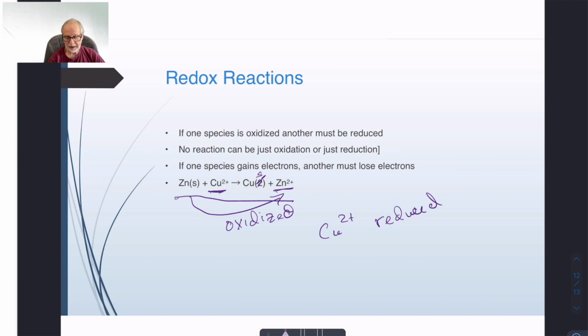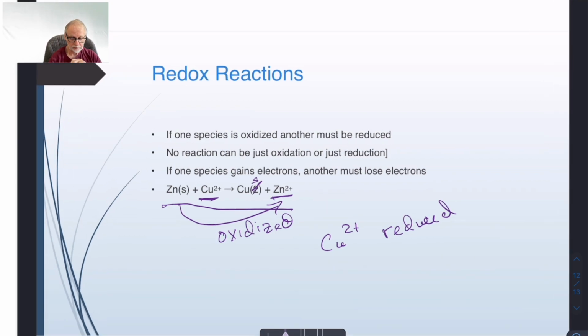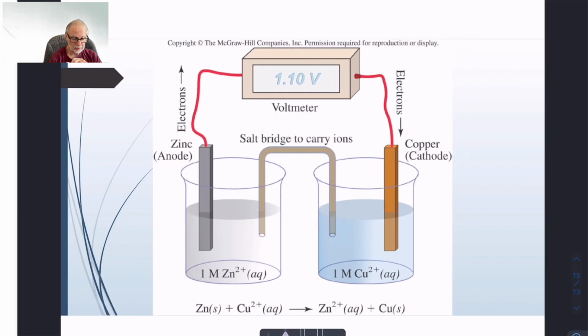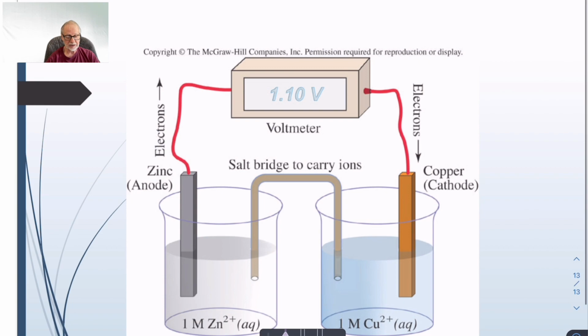And so that's an example of a very simple reduction-oxidation reaction. The zinc is losing 2 electrons, the copper is gaining 2 electrons. The copper ion is reduced, the zinc metal is oxidized in that situation. And here's an example of a very simple battery. It's called the Daniell cell. It's a very simple battery based on that reaction.